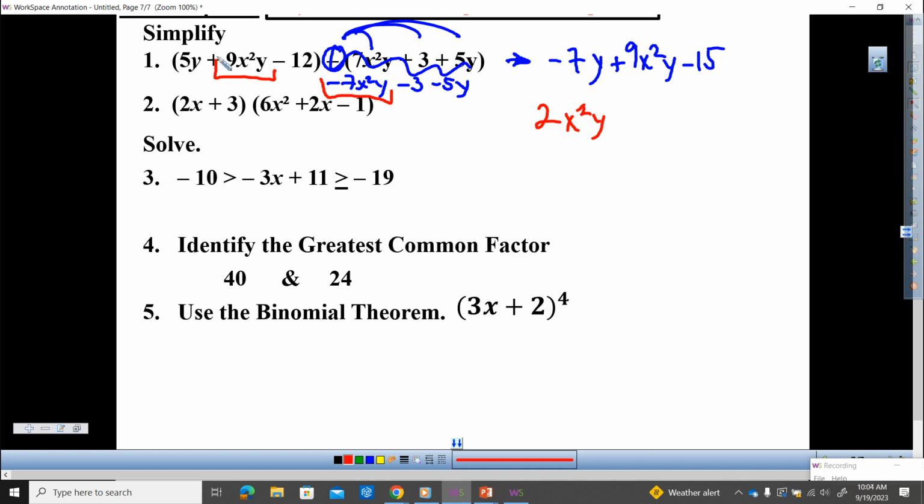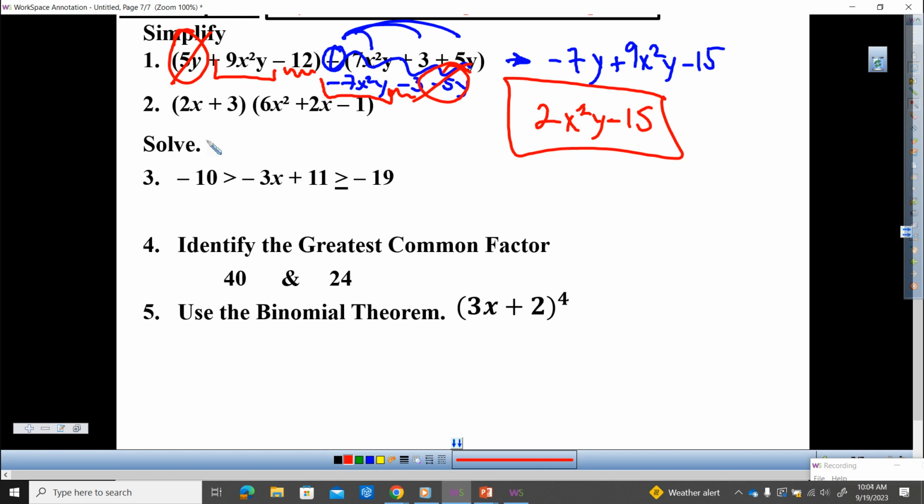So far so good, yes? Then we got 5y minus 5y. What is that? 0 pair. Then we got -12 and -3. That's -15. Have you got that? All right. Let's go to number 2.